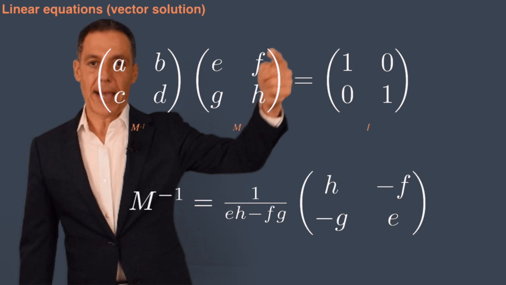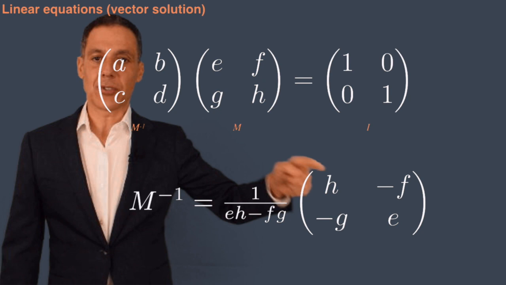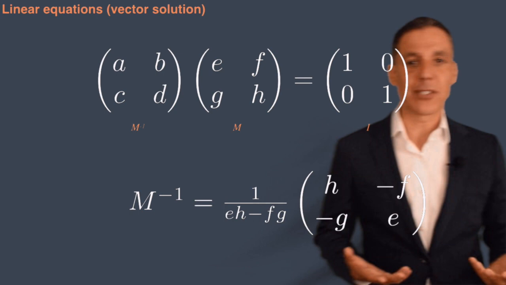And then I take this matrix, and what I do is I reverse the diagonal. So the H comes up, the E goes down, and then I negate the off diagonal. And I'm going to show you that this is actually the matrix inverse in a little bit. But this is the matrix inverse for a 2x2 matrix. Matrix inverse for a 3x3 is a little bit different. 4x4 is a little bit different, and so on and so forth.